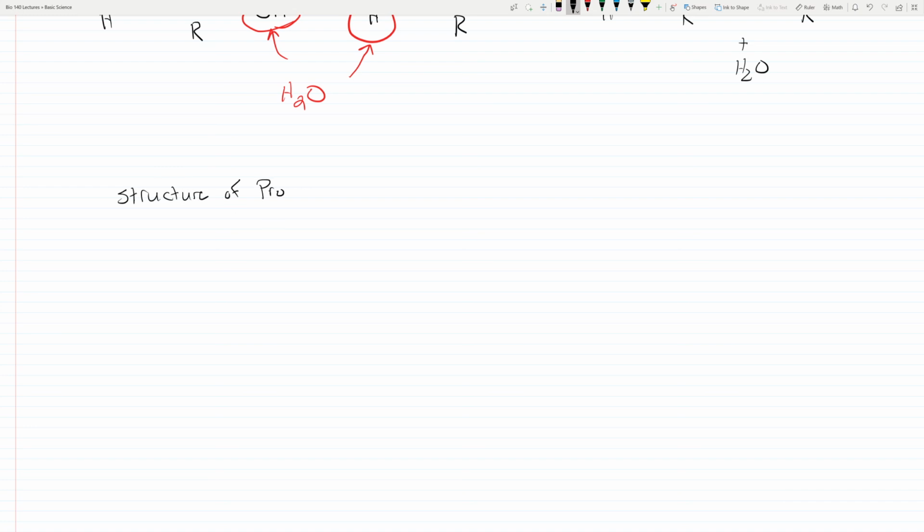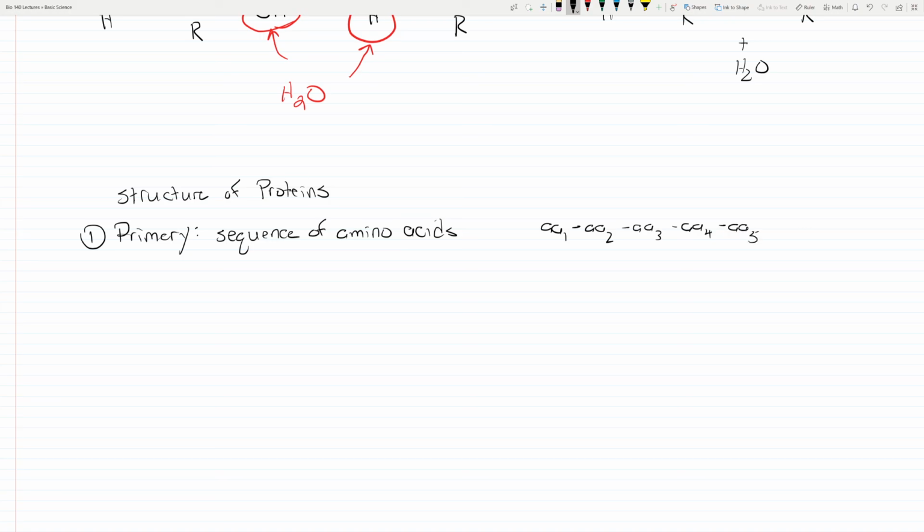of proteins, when I string these amino acids together, that's called the primary structure. That is the primary structure. The primary. And that is simply the sequence of amino acids. So if I have AA1 bound to AA2, bound to AA3, bound to AA4, bound to AA5, that is the primary structure of my protein.